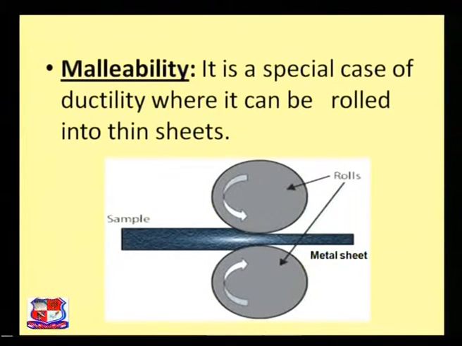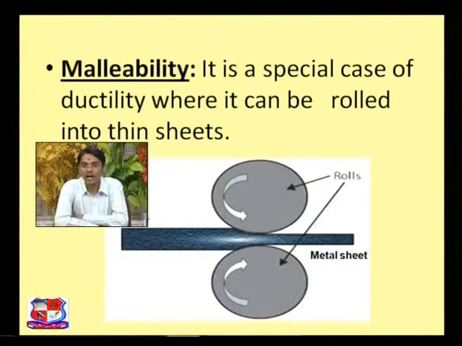Dear students, material which has ductility, all the ductile material cannot be rolled into thin sheets, right. Every material which can be rolled into thin sheets is a ductile material, but every ductile material cannot be rolled into thin sheets. We should keep in mind that particular point, right. Now if ductile material can be rolled into thin sheets, then we can say that that particular ductile material also possesses the property of malleability.